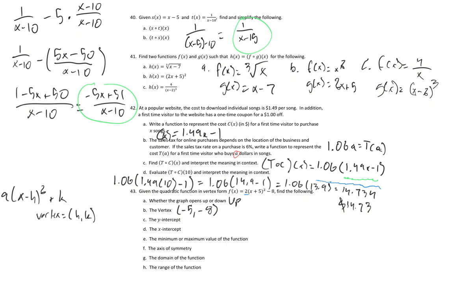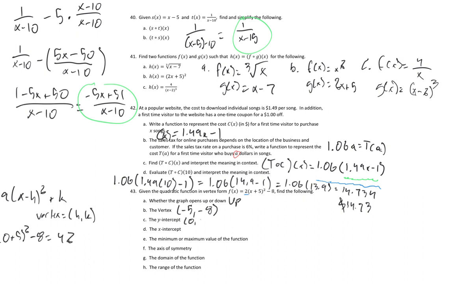All right, the y-intercept. Well, the y-intercept is where the x-coordinate is going to be 0, because at that point it's going to cross the y-axis. So let's plug in 0 for x. And what do we get? I'll write it over here. 2 times (0 plus 5) squared minus 8 equals 42.